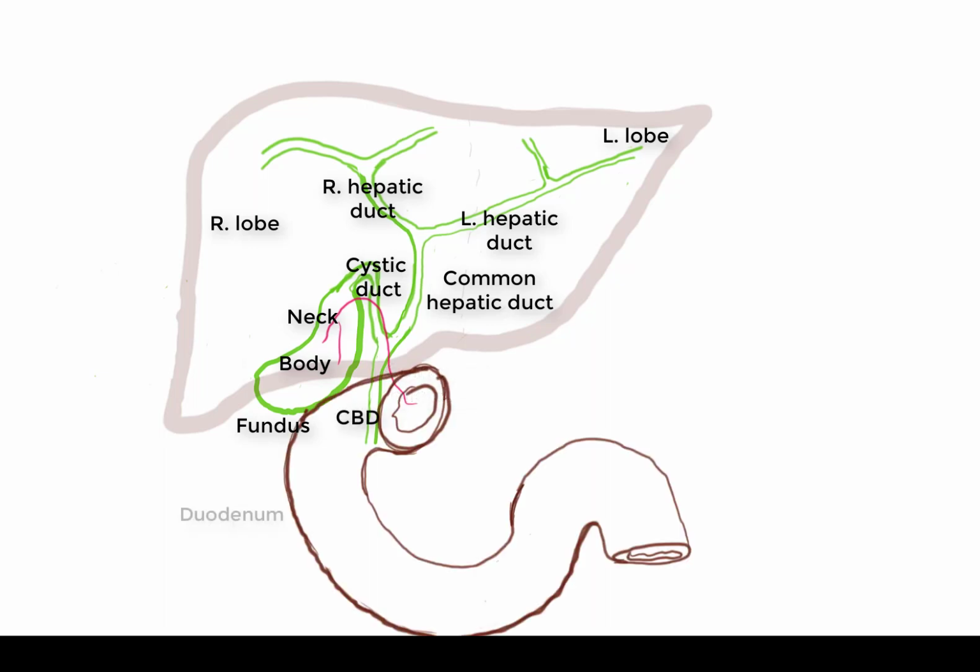You can see that the duodenum is a C-shaped structure. It starts at the gastroduodenal junction. This is the first part, then the second part descending, then the transverse third part, and then the fourth part, which joins the jejunum. The common bile duct passes behind the first part of the duodenum.